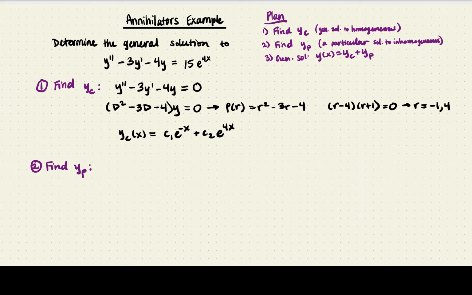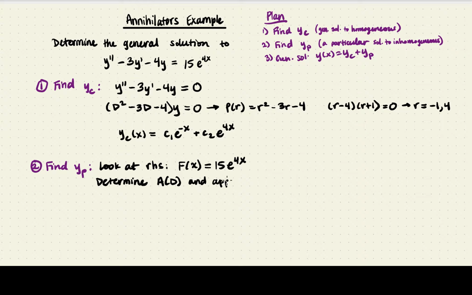Okay, so to do this, we start by looking at the right-hand side of our ODE. I'll call it capital F of x, and that's 15e to the 4x. So we're going to look at this function, and we want to determine an annihilator for this function. Determine an annihilator, which I'm going to call capital A of D. This is an operator, and we're going to apply that to both sides of the ODE.